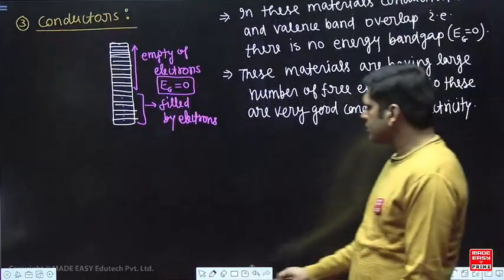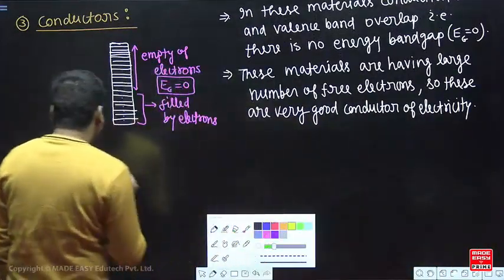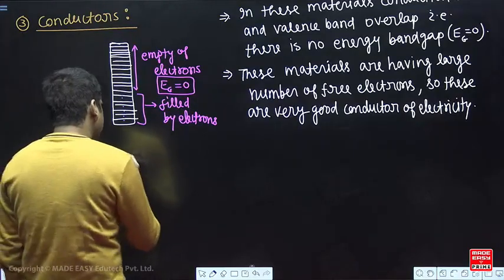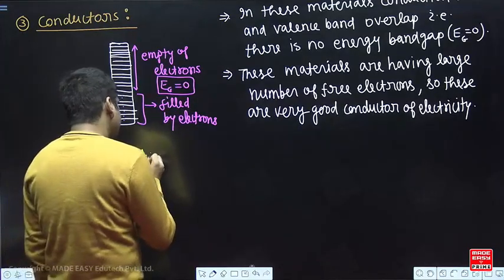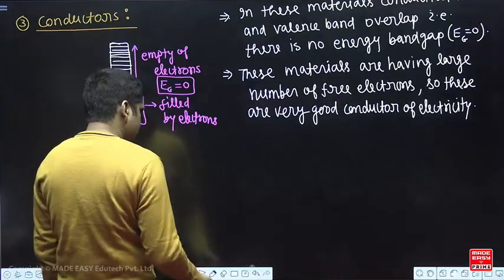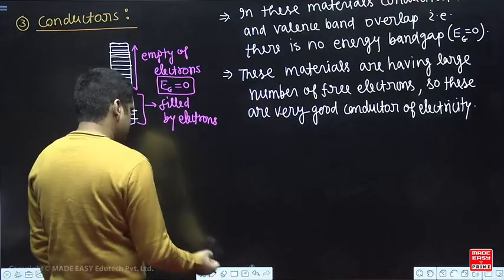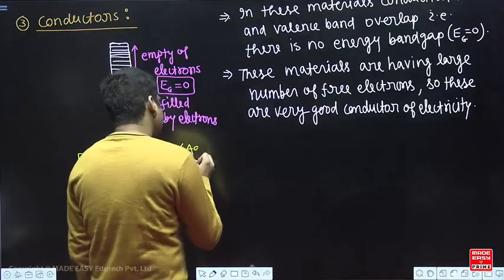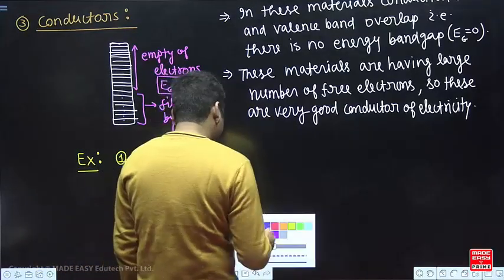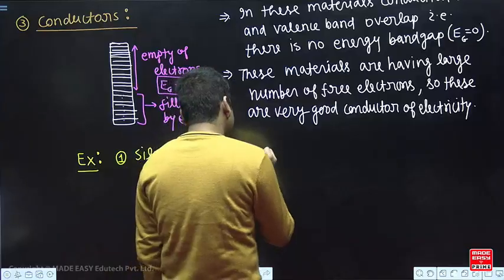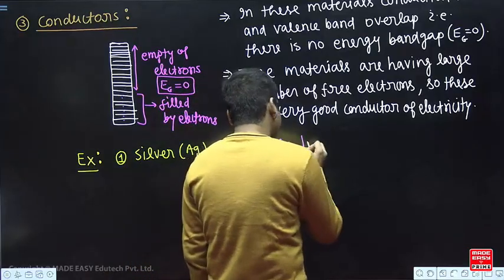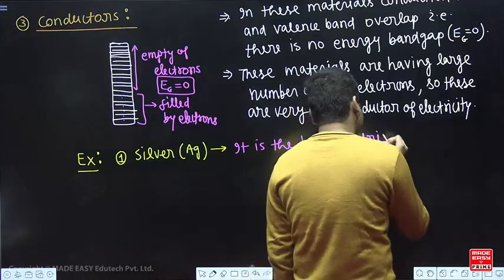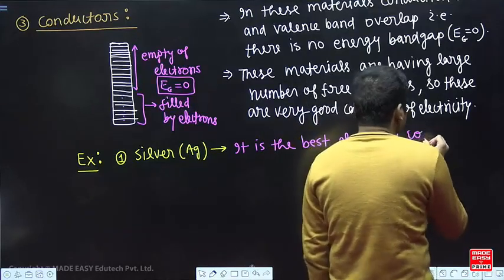Some examples of conductors: all these metals are very good conductors of electricity. Some popular ones are, first, Ag. Ag means silver, or I will just write silver. It is the best electrical conductor. Silver is the best electrical conductor.